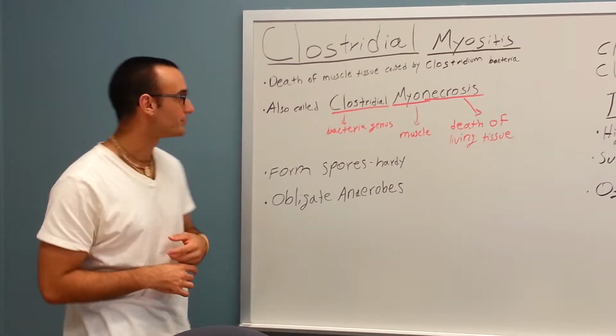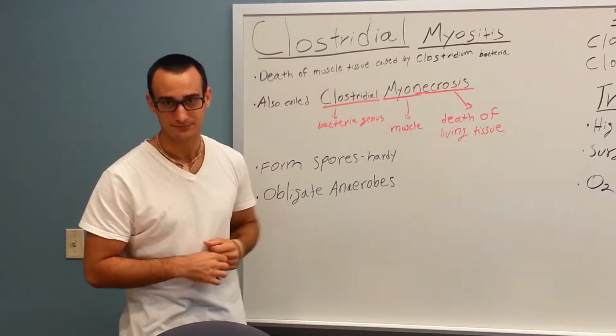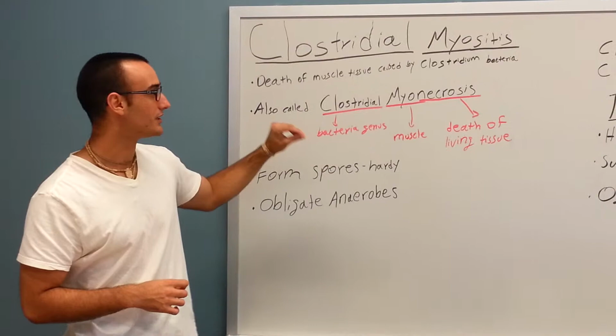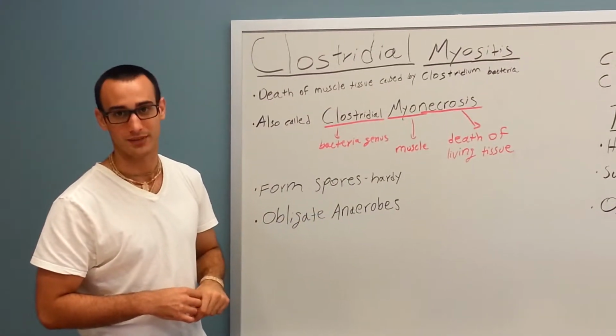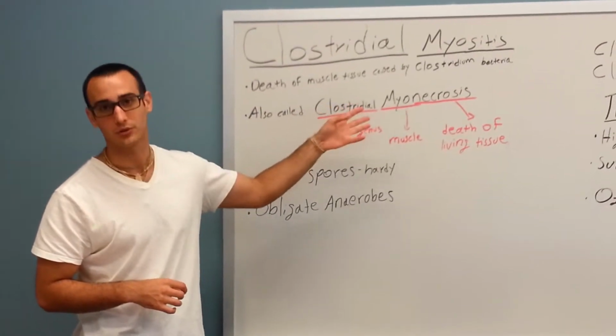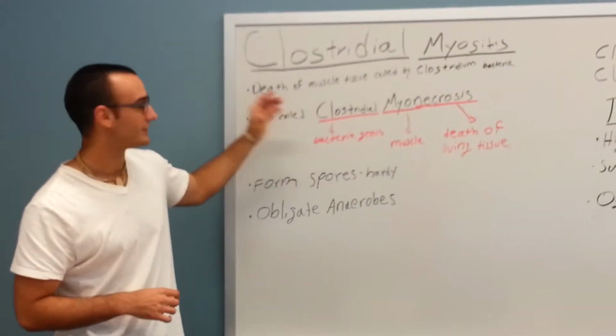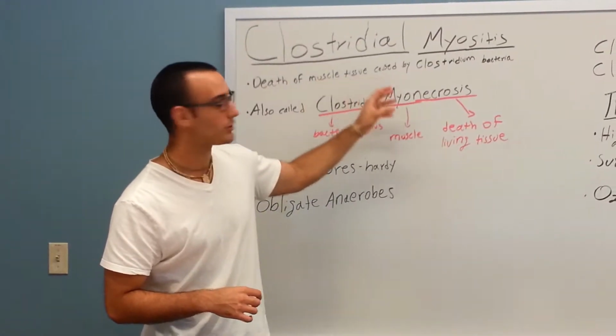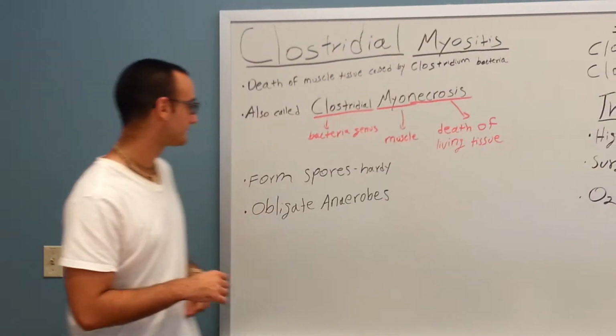I'll be your leading expert on clostridial myositis. So clostridial myositis is death of the muscle tissue caused by the clostridial bacteria. The disease is also called clostridial myonecrosis. Clostridial is the bacterial genus, and myo means the muscle, and necrosis means the death of the living tissue.